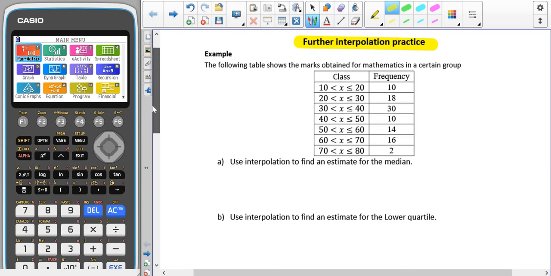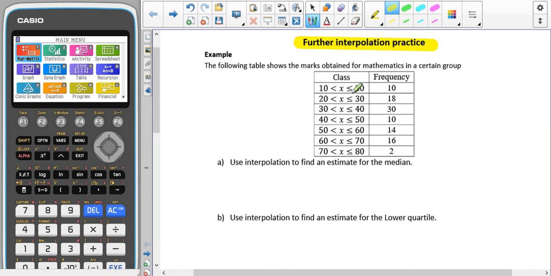So here we have the following table, which shows the marks obtained for mathematics in a certain group. We can see here that we've got the marks, and here we have the frequencies, the number of pupils that gained marks within those intervals.